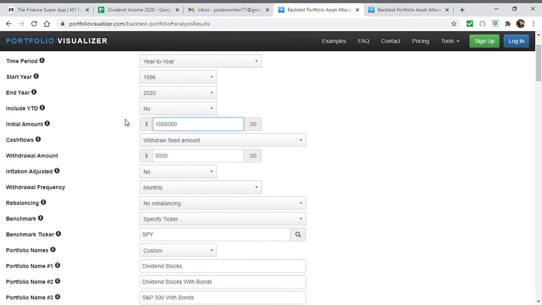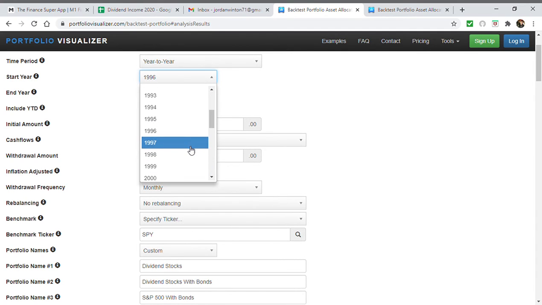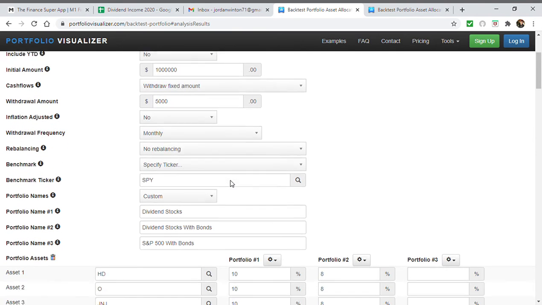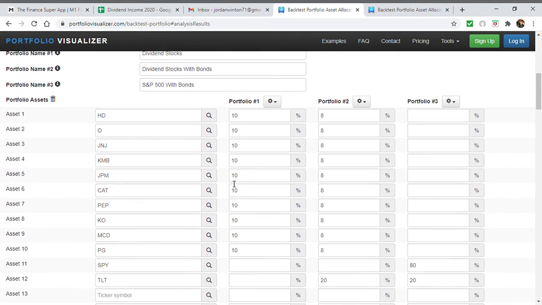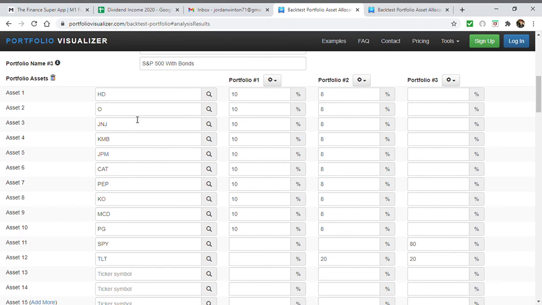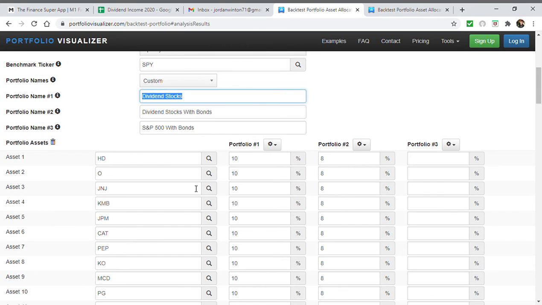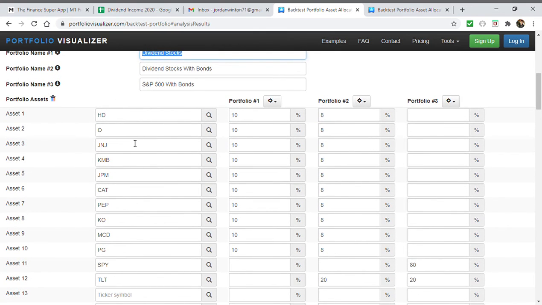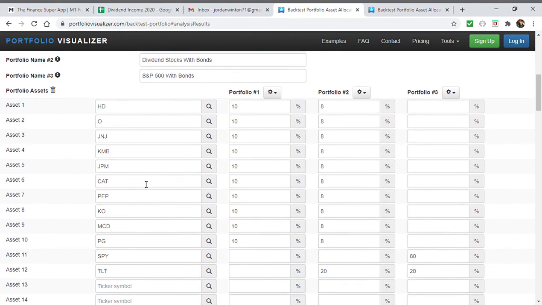Now we're starting with $1 million, once again, during our 6% withdrawal rate, a $5,000 withdrawal rate. This is having no emergency fund on the side and just using your portfolio. I want to show some different examples. Actually, let's go ahead and show 2,000. Let's use the bad example, okay? And what I did is I took my 10 stocks that I did in the previous example and I used 10% for Portfolio 1. The name of Portfolio 1 is just dividend stocks. I took Home Depot, Realty Income, Johnson & Johnson, Kimberly-Clark, JPMorgan Chase, Caterpillar, Pepsi, Coca-Cola, McDonald's, Procter & Gamble, and I gave them each a 10% weighting.